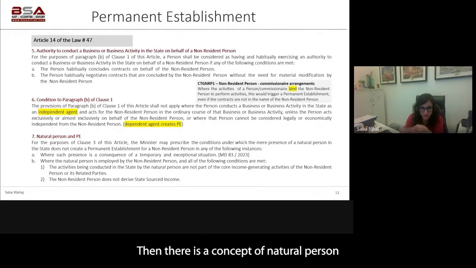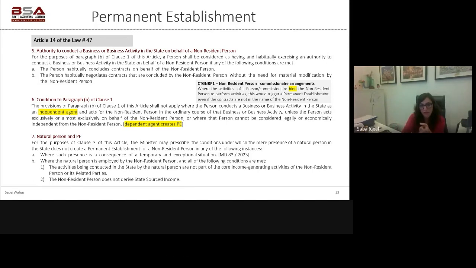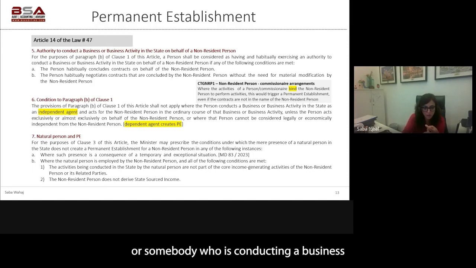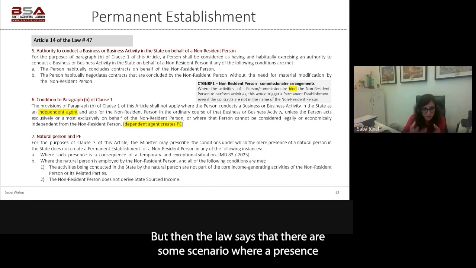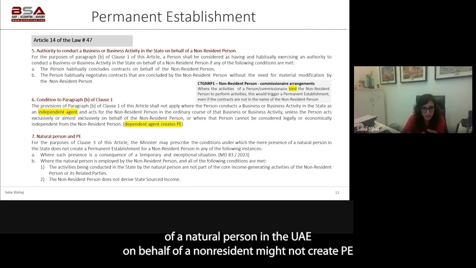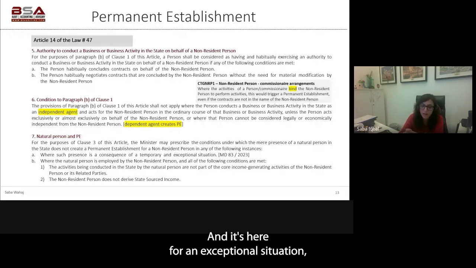Then there is a concept of natural person and the PE in the same article. And any of the above, like if you have a fixed place of business, place of activity, or somebody who is conducting a business on behalf of the non-resident, all of it can be conducted through a natural person, right? But then the law says that there is some scenario where the presence of a natural person in the UAE on behalf of a non-resident might not create a PE, and that will only be when the natural person is here temporarily and it's here for an exceptional situation, or it's stuck here for an exceptional situation.